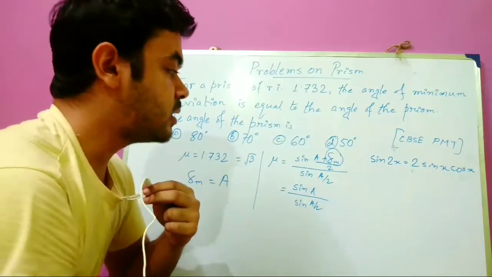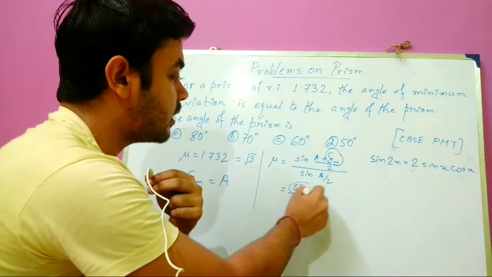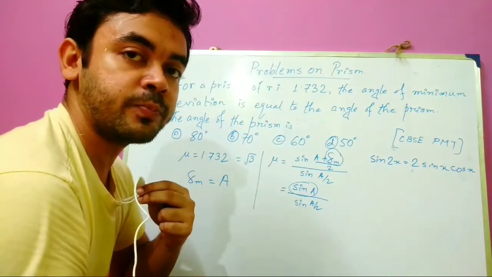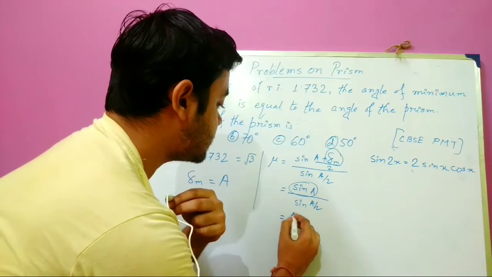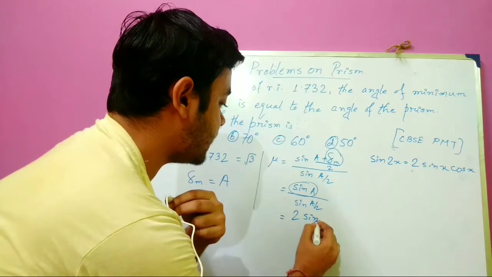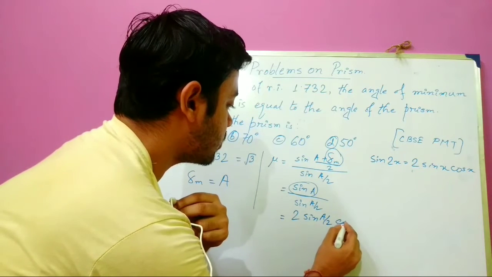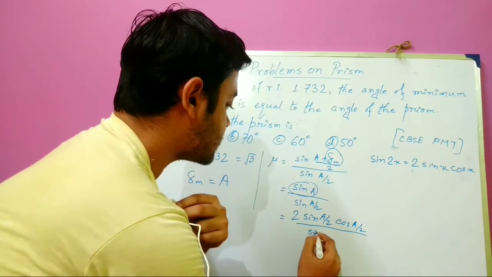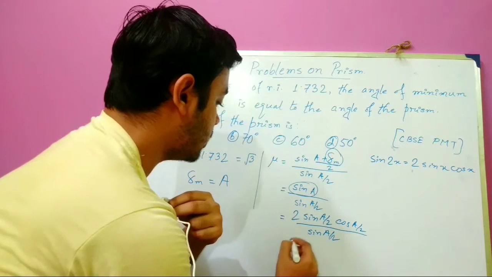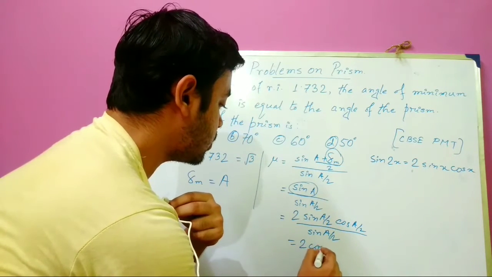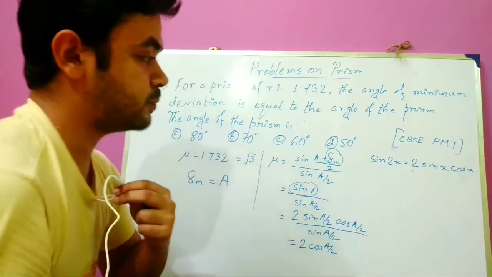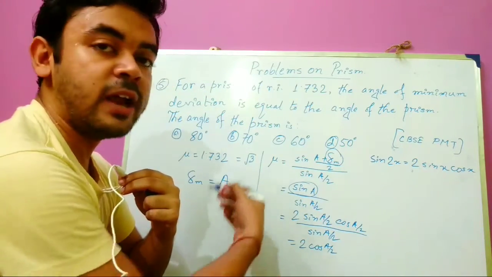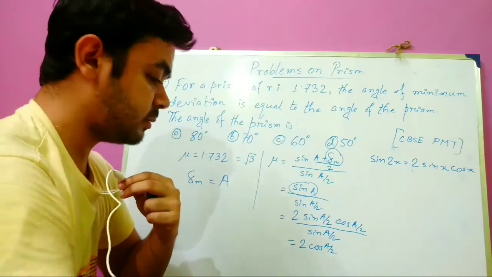We know this formula, so apply this formula in the numerator. Now this is equal to 2 sine A by 2 cos A by 2 divided by sine A by 2. So this will be equal to 2 cos A by 2. Now the value of mu is given as root 3.